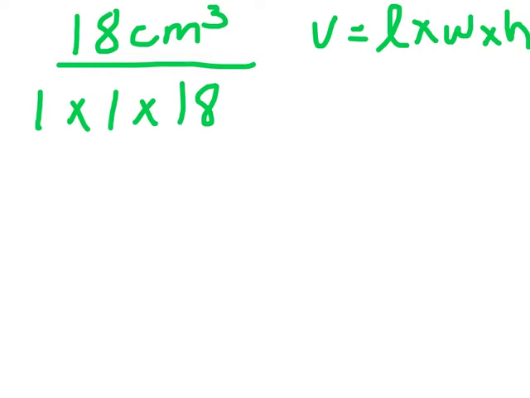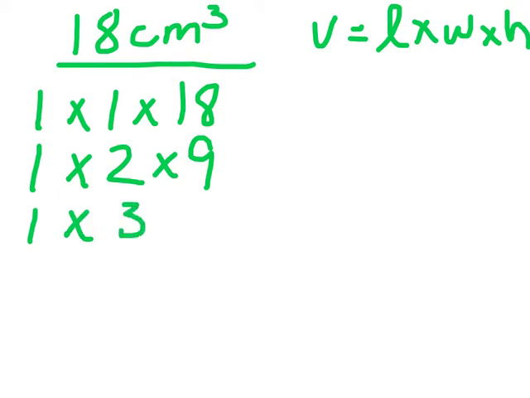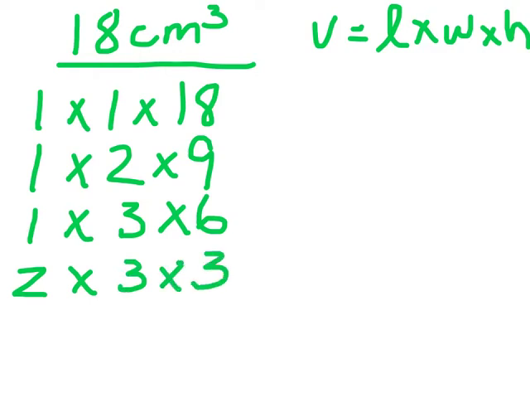I'm trying to go in order here. I could also create one that's 1 times 2 times 9. I could also create one that's 1 by 3 by 6. And finally I can create one more that's 2 by 3 by 3. So these are the 4 different rectangular prisms that I can create that have a volume of 18 cubic centimeters.